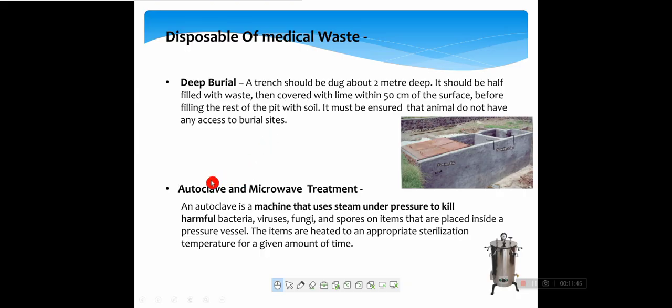The second method is the autoclave. As you can see in the diagram, it looks like a pressure cooker. An autoclave is a machine which is used to kill harmful microorganisms, bacteria, viruses, fungi and spores on the items. The items are heated for a particular amount of time.